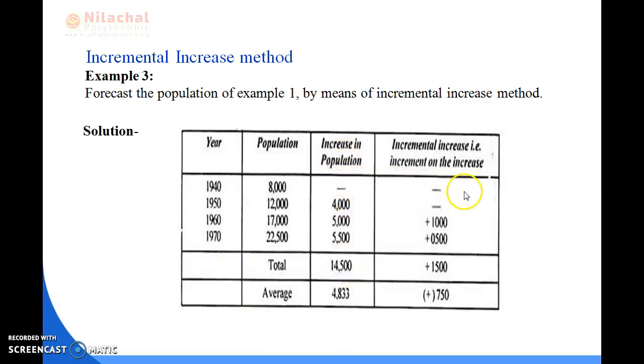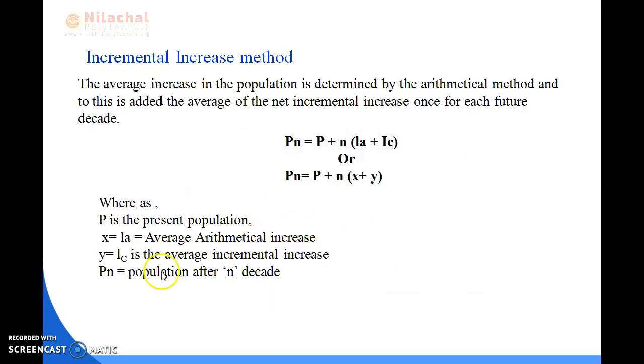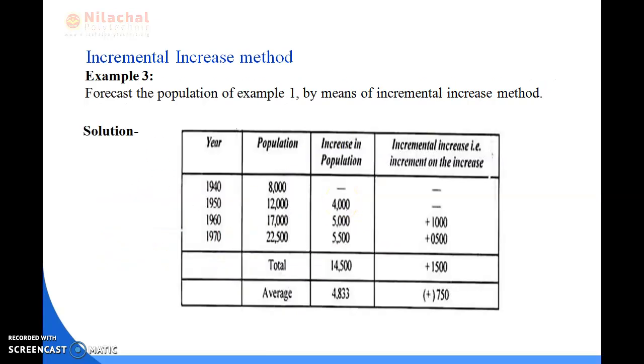So if you take it as x1, x2, x3, or IA1, IA2, IA3, we can do the average of this. By doing the average, we will get the incremental increase. I told you in the previous slide, IC means the average incremental increase, that is, the average of the IA, which is x.